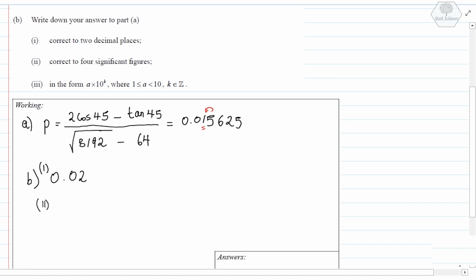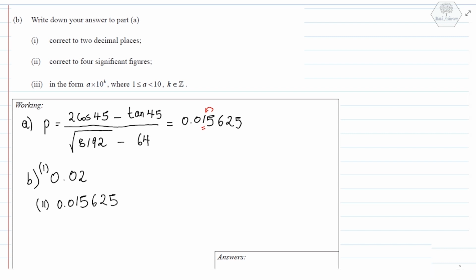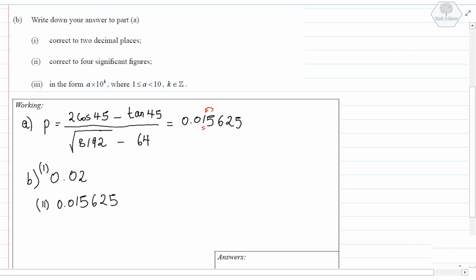Part II, I want to write it correct to 4 significant figures. So 0.015625. The fourth significant figure, I start counting after the zeros. This is 1, 2, 3, and this is the fourth significant figure. So the 5 will give the 2. So this value, correct to 4 significant figures, is equal to 0.01563.